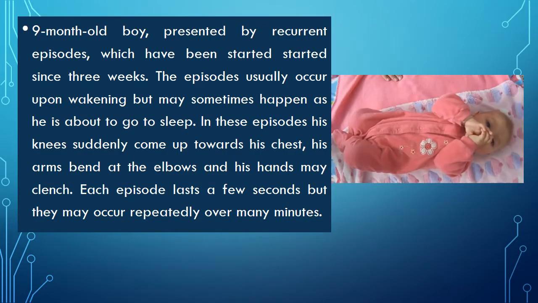A 9-month-old infant presented with recurrent episodes that have started since 3 weeks. The episodes usually occur upon awakening, but sometimes happen as he is going to sleep. In the episode, the infant suddenly flexes his knees towards his abdomen, and his arm bends at the elbow, and his hand may clench. Each episode lasts a few seconds, and they may occur repeatedly over many minutes.